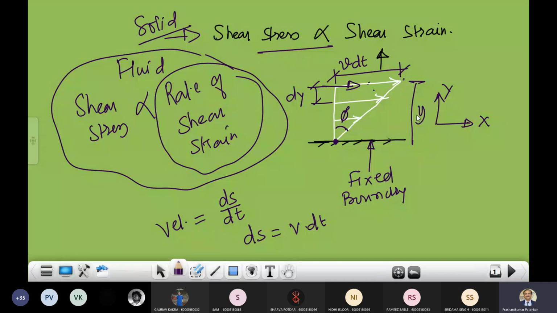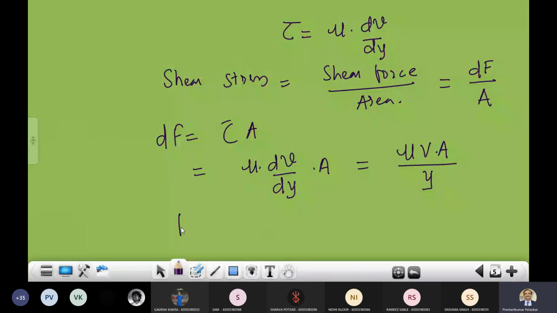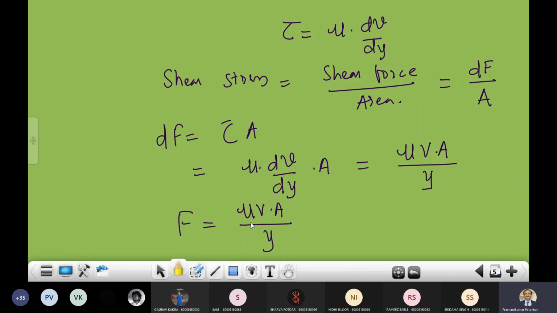In that case, instead of saying small force dF, let us say F is equal to mu times v times A divided by y. That is what we can write. Am I clear? One more thing that I forgot. Can any one of you tell me what is the unit of this dynamic viscosity?